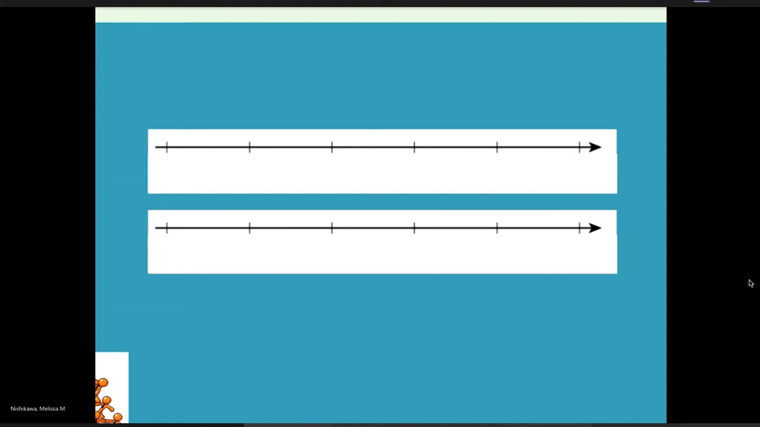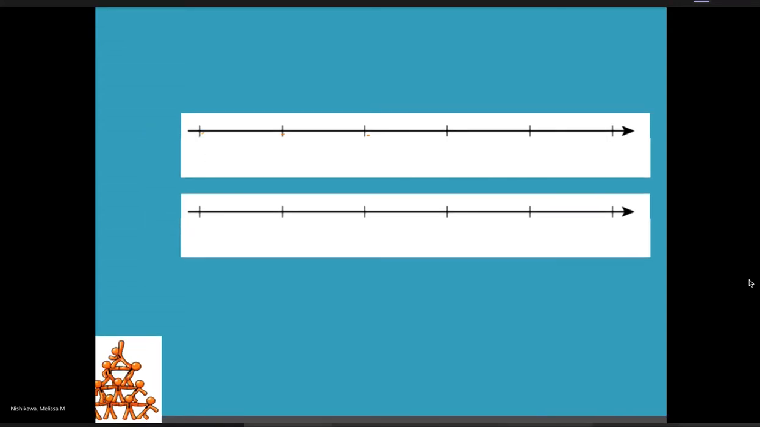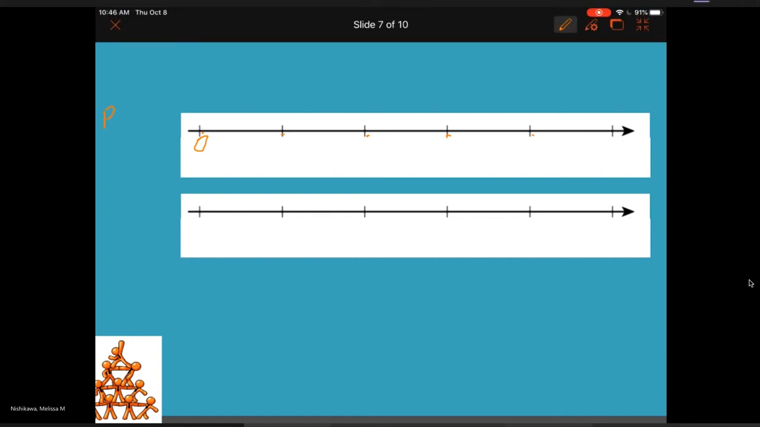So I have my 2 double number lines. So hopefully you've at least gotten to this point. And then we have our tick marks. We have the first, second, third, fourth, fifth, and sixth tick marks. So our first tick mark is always 0. So our first number line is going to be pints of water. I need to change my color.